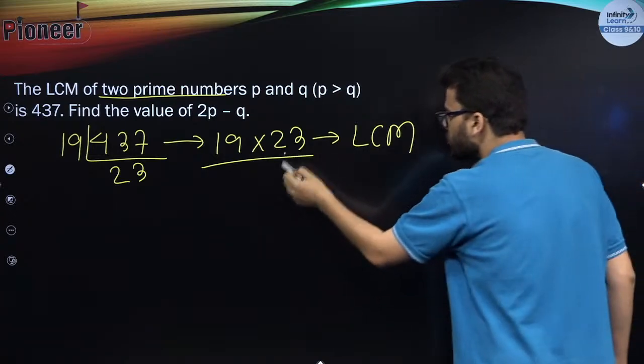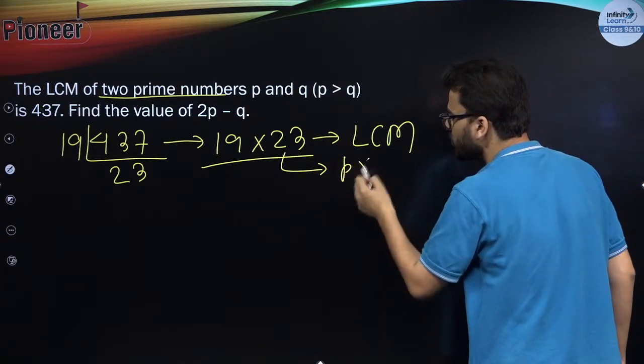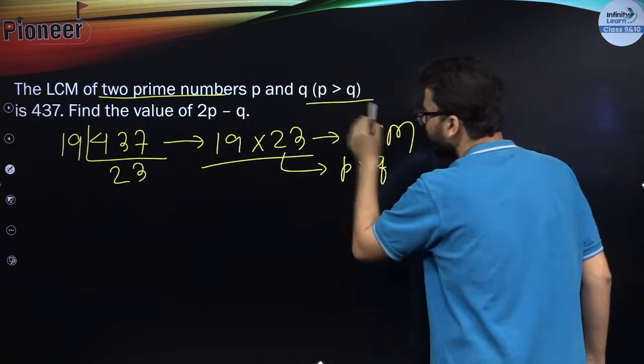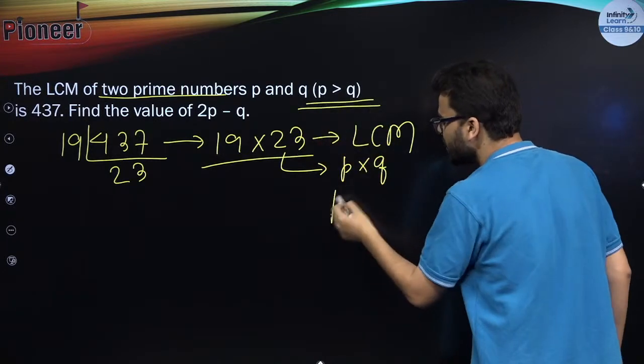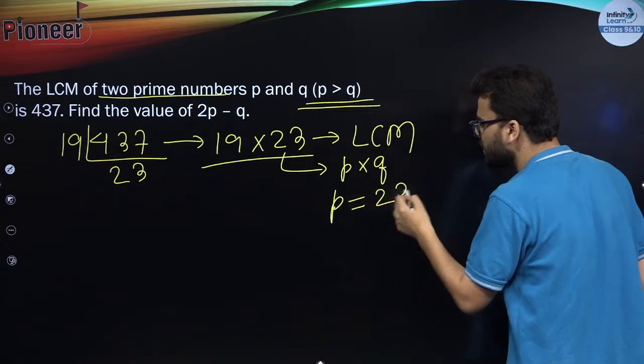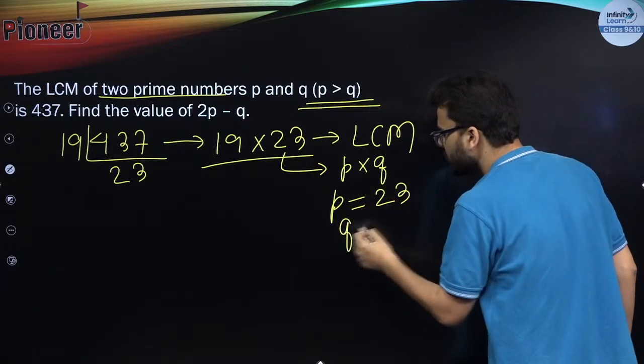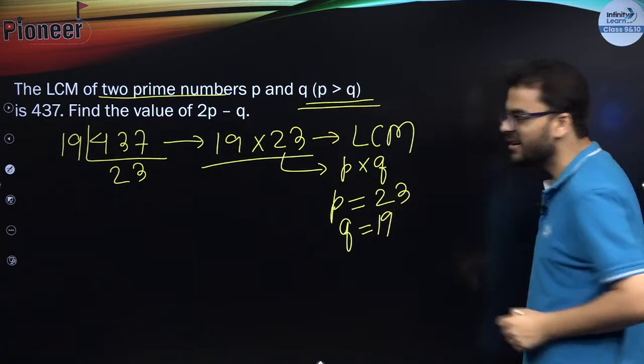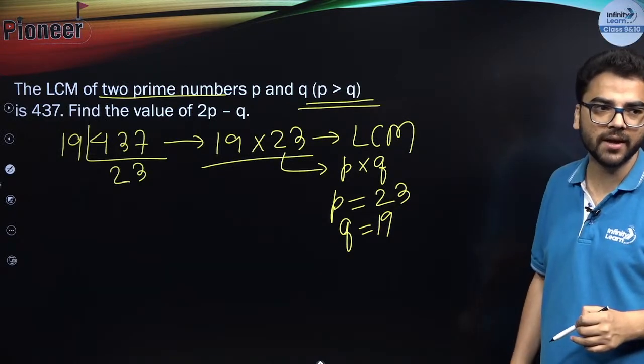So 19 into 23 is nothing but P into Q over here, and it is given that P is greater than Q. So there is no other possibility but to take P is equal to 23 and Q is equal to 19. Is it clear? So P is equal to 23 over here.